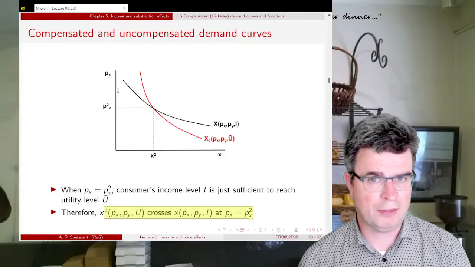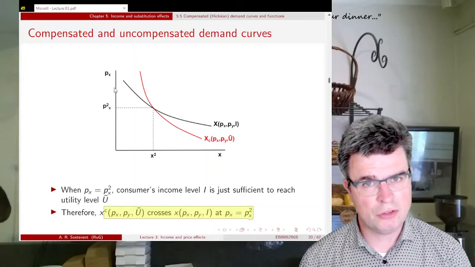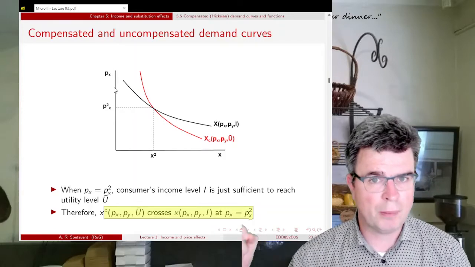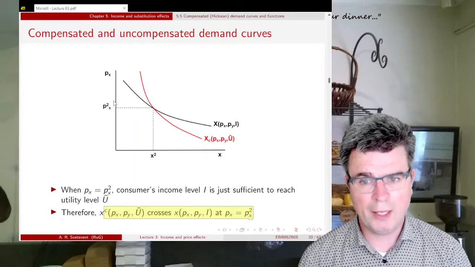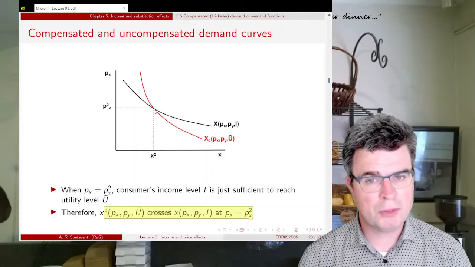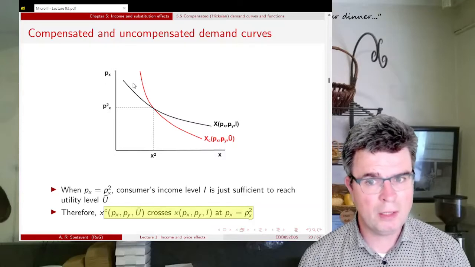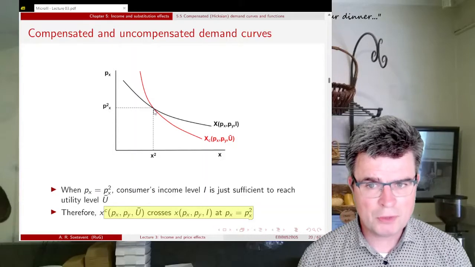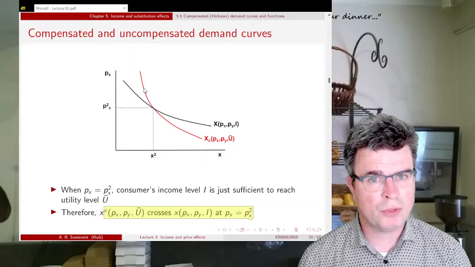of good X. Now, if we increase the price of good X, then one effect is the substitution effect. So we will substitute away from consuming good X, and instead we will start consuming more of good Y. That leads to a decrease in demand, and the compensated demand curve focuses on this substitution effect. It doesn't take into account the second impact of the increase of the price of good X, being the income effect.